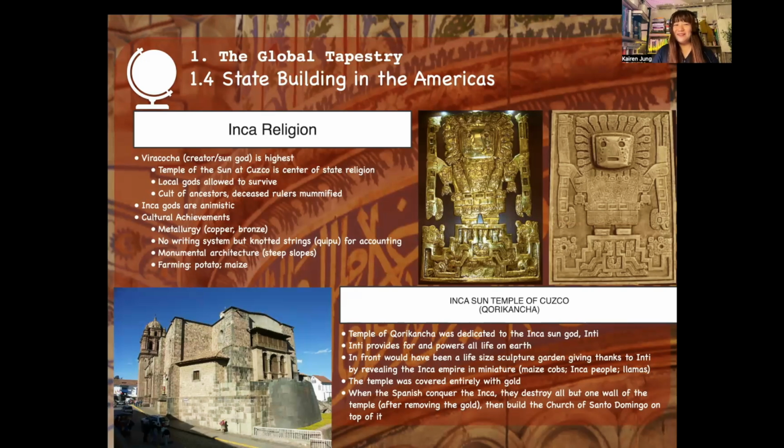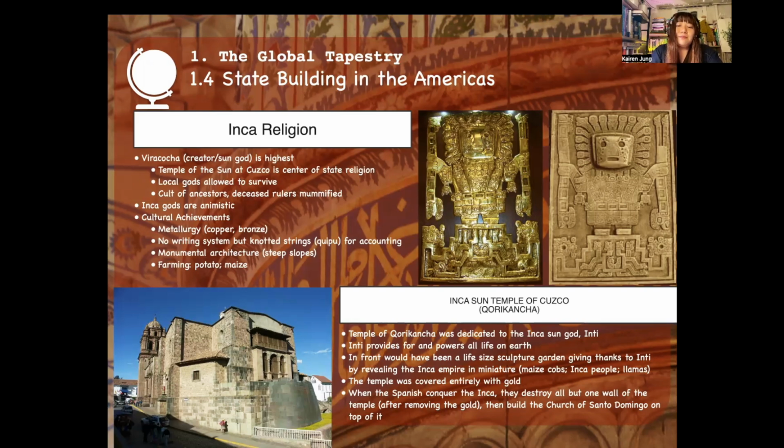Inca gods were animistic in nature, and you had cultural achievements like metallurgy, like copper and bronze. You had a very intricate system of knotted strings, quipu, for accounting, and it was similar to a writing system. There was a lot of monumental architecture like steep slopes, and then there was farming, potato and maize based mostly.